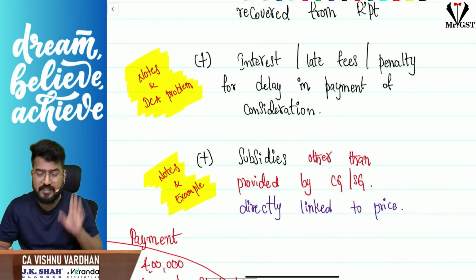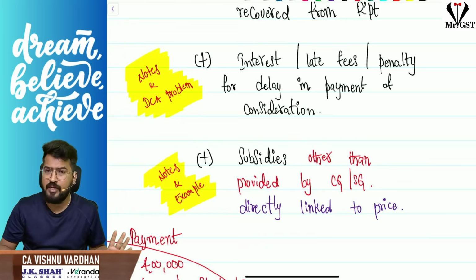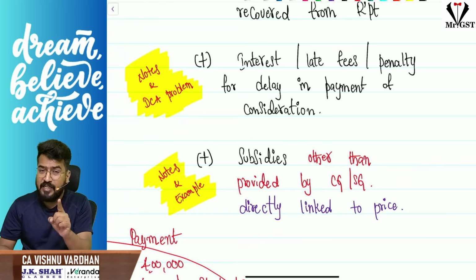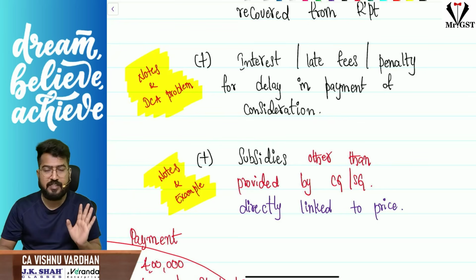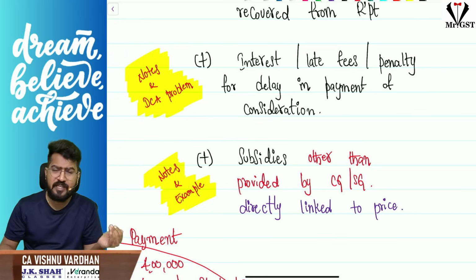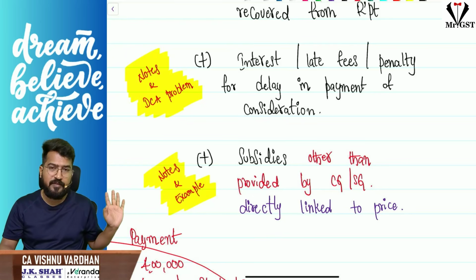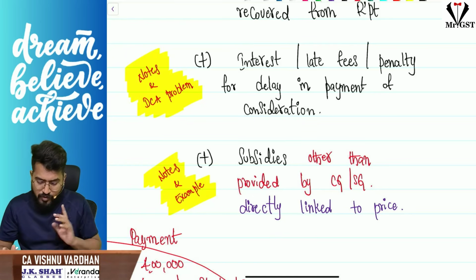Last one, the final one, subsidies. Subsidies will be added to the value of supply when they are directly linked to the price. That is the first key point. It should first be directly linked to the price. Then you should check who has given it. Sir, if the government has given it, ignore it. If anybody else has given it, please add it to the value of supply. Clear? Right. So that is the point, guys.